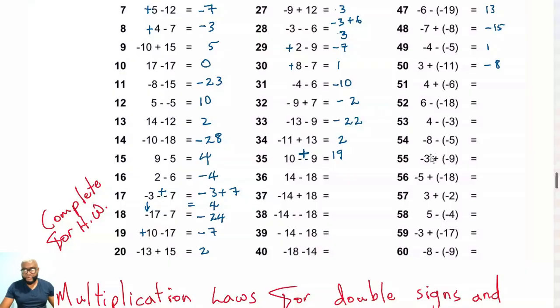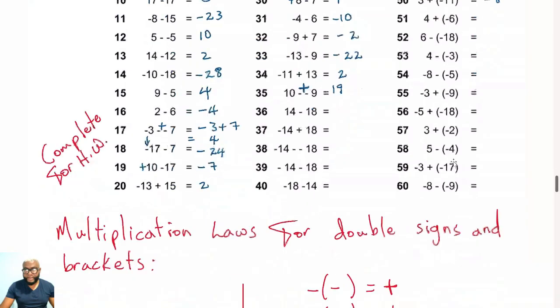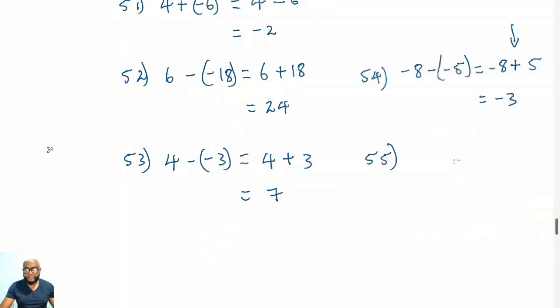You see the question here? It is negative 3 plus negative 9. So let me hear, what are we rewriting this question as? Negative 3 plus 9. A negative and a positive is a positive.